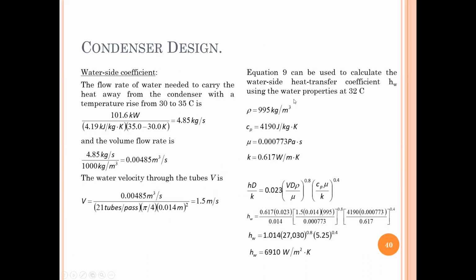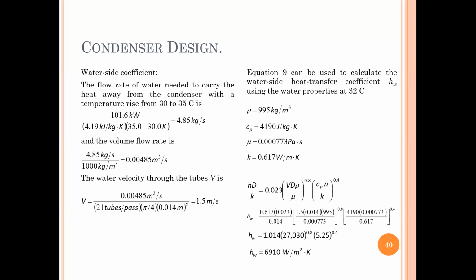Equation 9 can be used to calculate the water side coefficient h_w using the water properties at 32°C. So the density is 995 kilogram per cubic meter. Cp is equal to 4190 joule per kilogram Kelvin. Mu is equal to 0.000770 Pascal second. K is equal to 0.617 watts per meter Kelvin. Okay? May mga ibang book na i-transfer na exact, inaaccurate nila yung value. Kasi tingin ng table, kasi di lagi ang density ng water is 1,000.